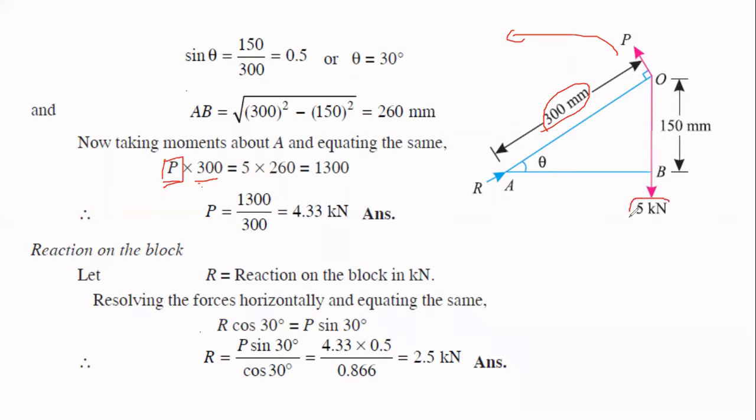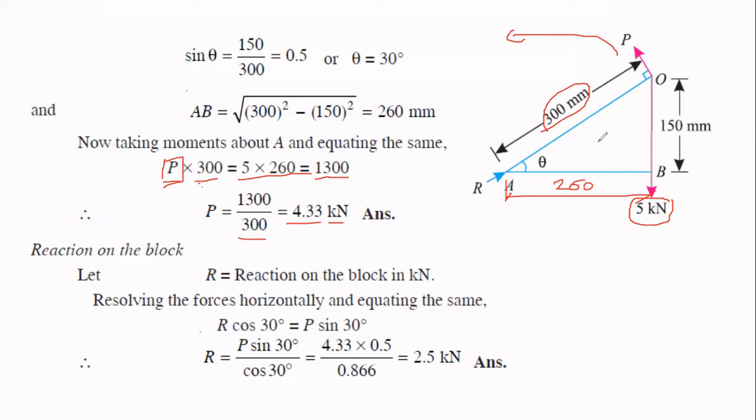Now here is another force, 5 kilonewton, which is the self weight of that particular wheel. And here the perpendicular distance, which we have calculated right now, is 260 millimeter. That's why 5 into 260. Now if you solve this, what will you get? For the P force, the simplification of this 2 becomes 1300 divided by this 300. You will be getting the P value, and the P value here is 4.33 kilonewton.